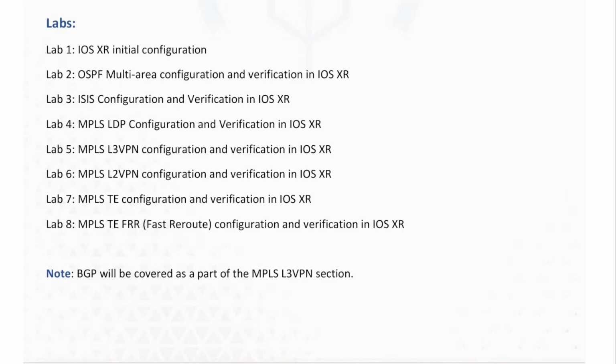An important thing to remember here is that we will cover BGP as a part of the MPLS L3 VPN and L2 VPN sections, because BGP is used as a control plane protocol for L3 VPN and for virtual private LAN service. BGP is also used as a control plane protocol for auto discovery and signaling.